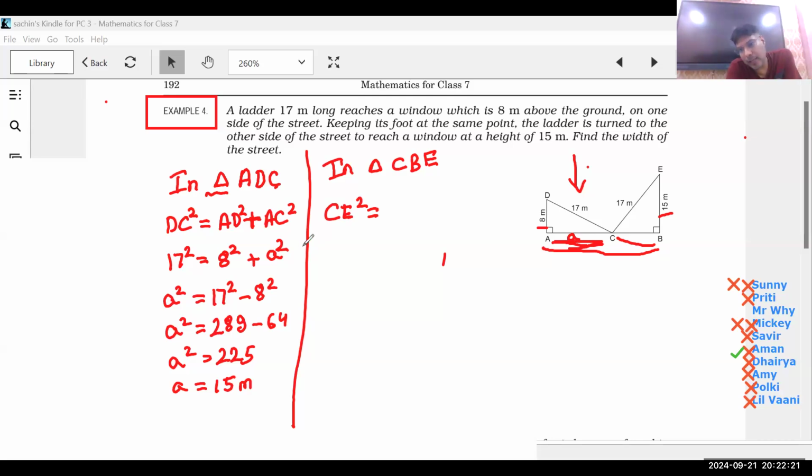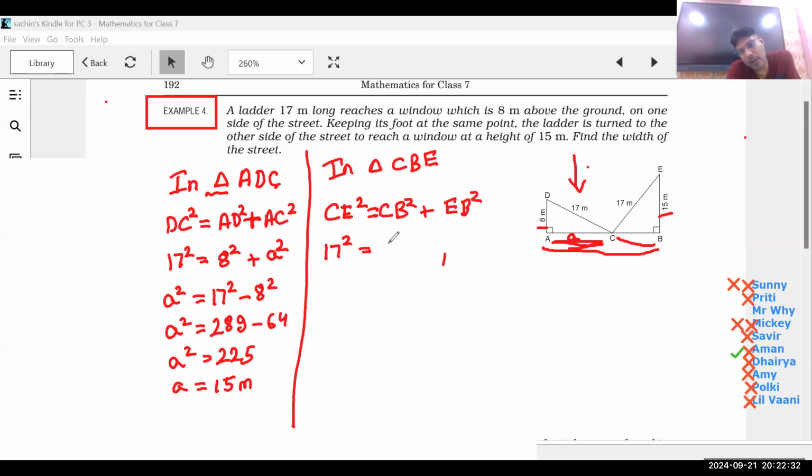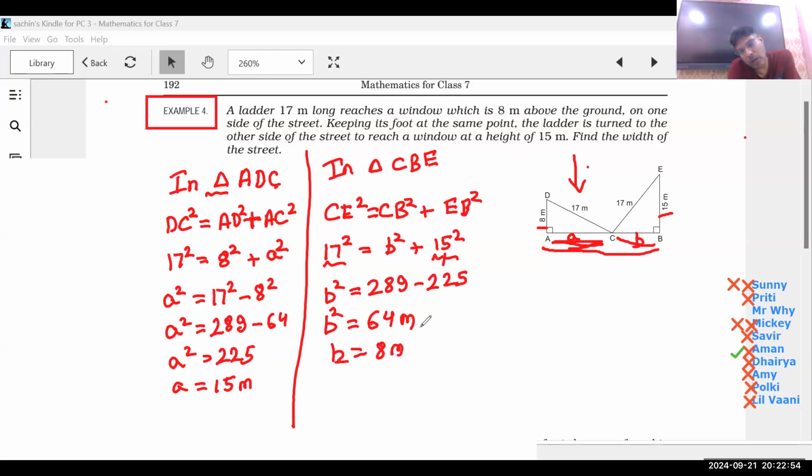So CE square is equal to CB square plus 15 square. Let's say CB is B. 17 square is equal to B square plus 15 square. B square is equal to 289 minus 225. B square is equal to 64. B is equal to 8 meters. Now your width of the road is A plus B, that is equal to 15 plus 8, that is equal to 23 meters.